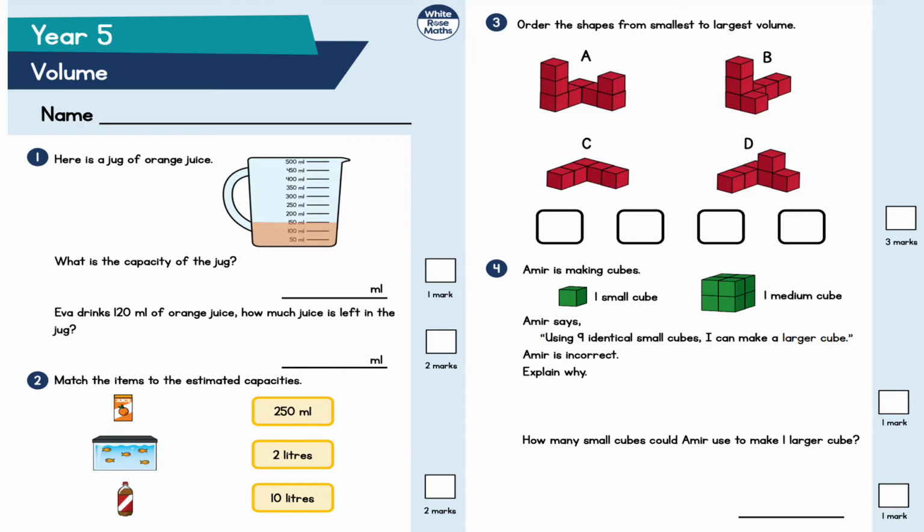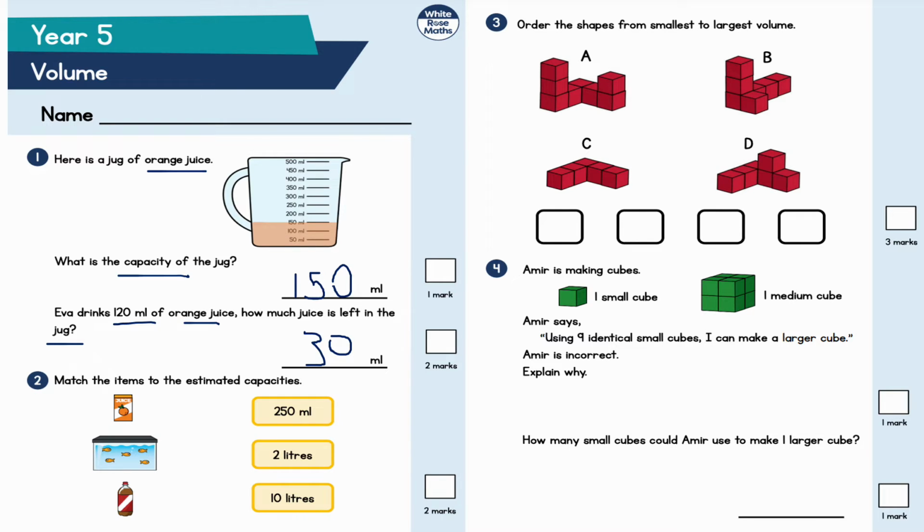Question number 1. Here is a jug of orange juice. What is the capacity of the jug? Well, it's 150 milliliters. So capacity just means amount, amount of liquid in the jug. Eva drinks 120 milliliters of the orange juice. How much is left in the jug? 150 take away 120 is 30.